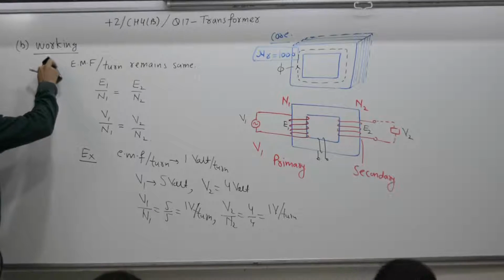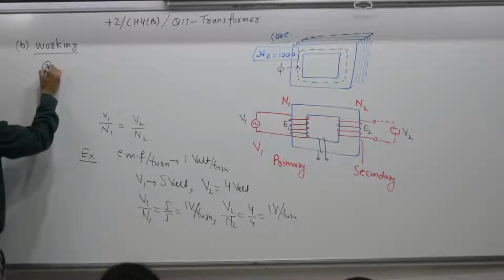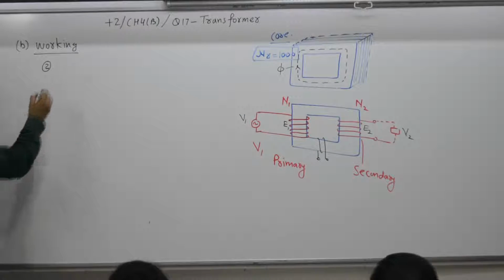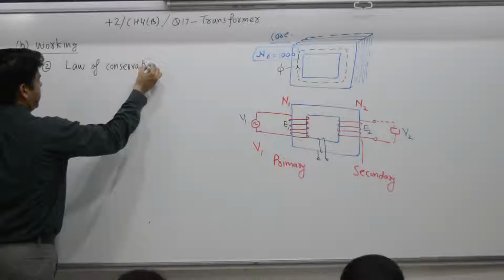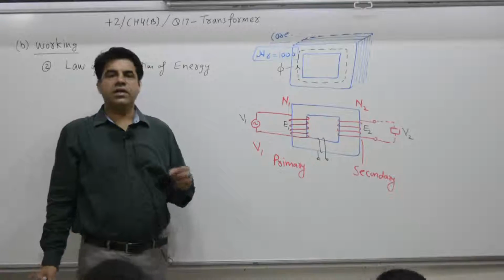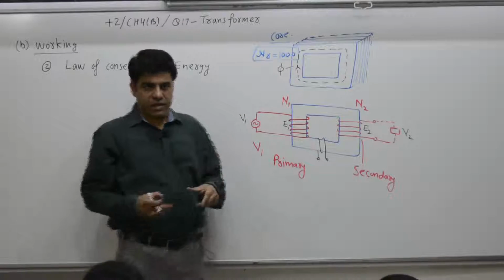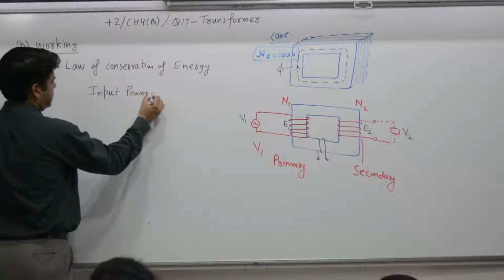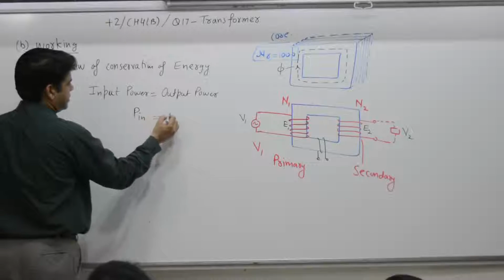Point number 2. Point number 2 deals with what? Law of conservation of energy. Ideal case: energy can neither be created nor destroyed. If I assume this transformer to be ideal, means no loss, then input power is equal to output power. P in is equal to P out.